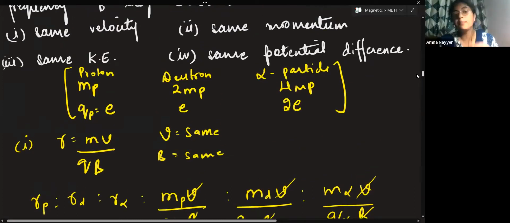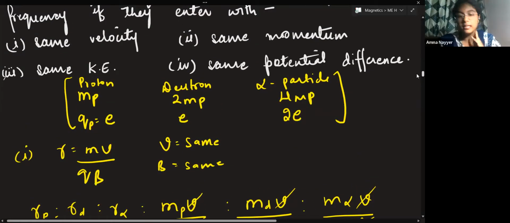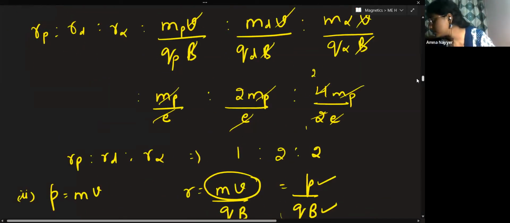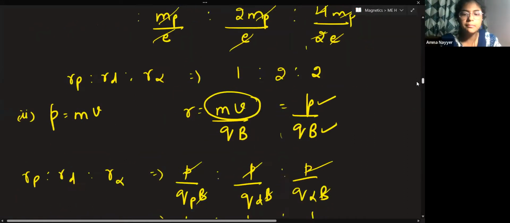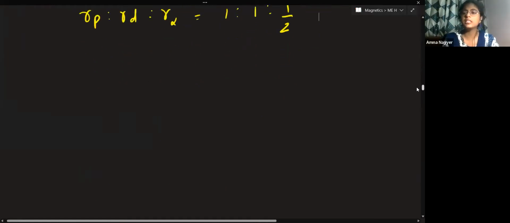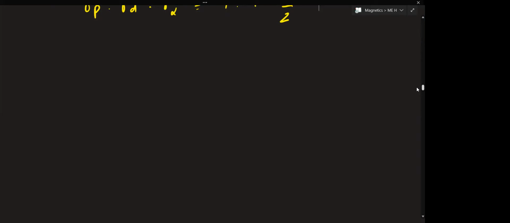Okay. Third part says same kinetic energy. Again, we have to modify our answers. Kinetic energy. Apart from Madiha, can anyone now tell me the formula of kinetic energy? This is the easiest question. Half mv square. Thank you, Fahad. See, this will be half mv square.